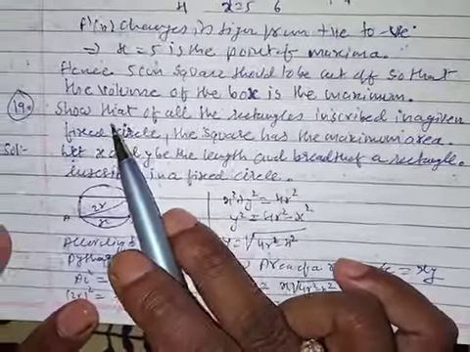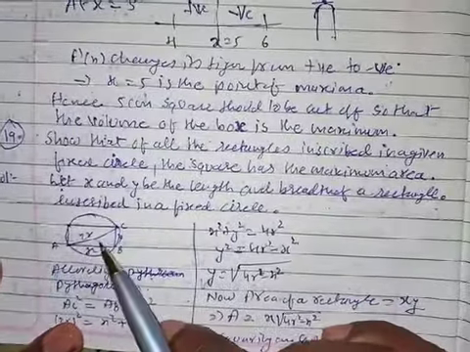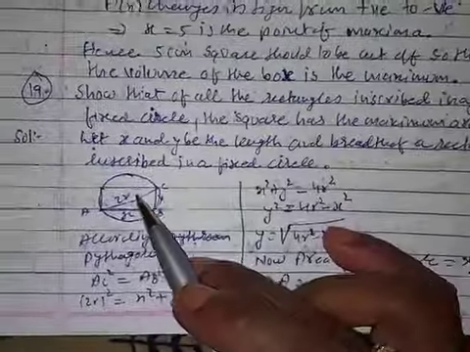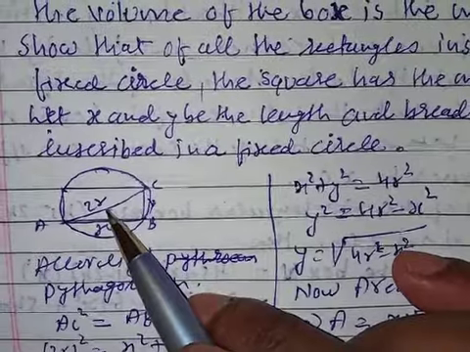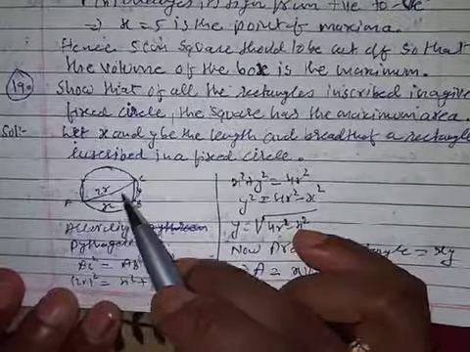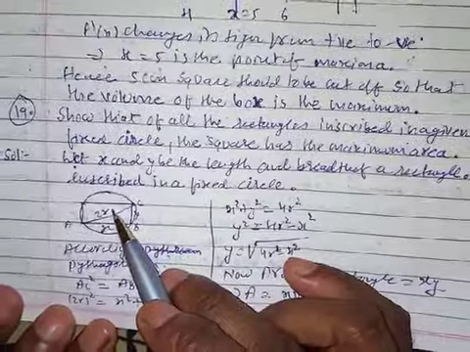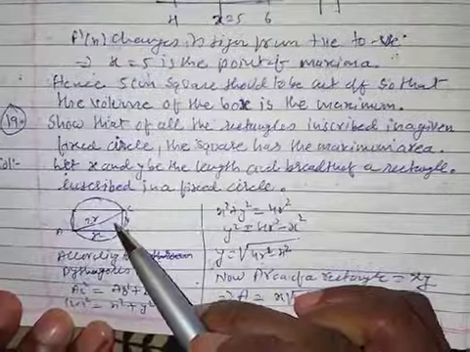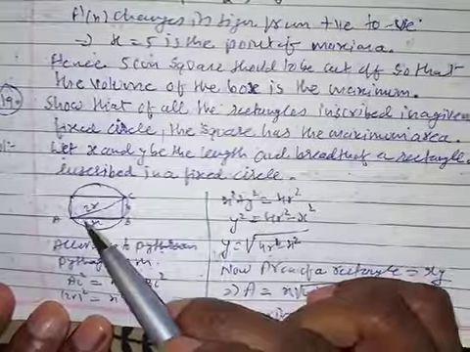Next question: show that of all the rectangles inscribed in a given fixed circle, the square has maximum area. This is a circle, suppose. In a circle it can be a square, it can be a rectangle, or it can be any other shape also. But you have to prove that the square has the maximum area. A square is also one type of rectangle, but you have to prove that the square has the maximum area.